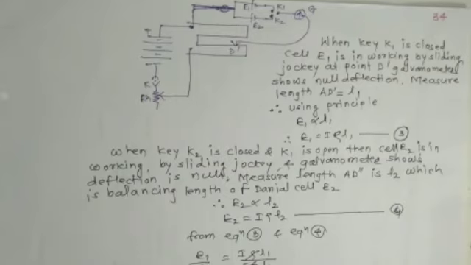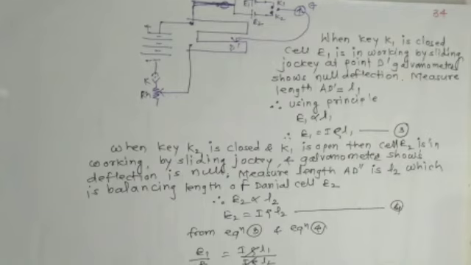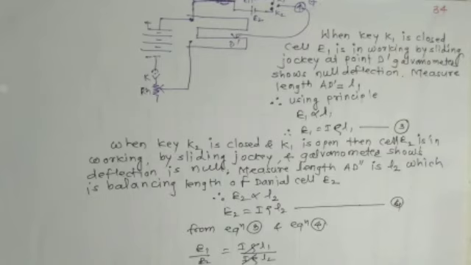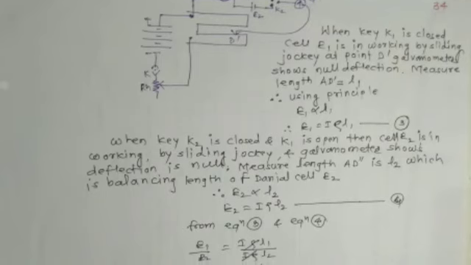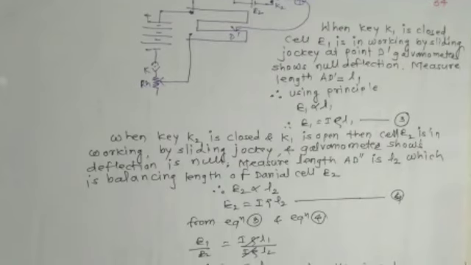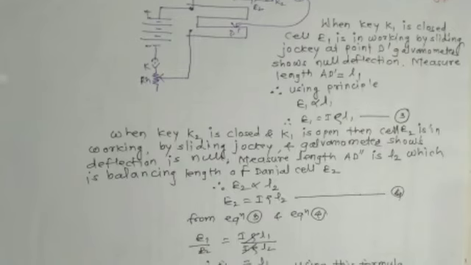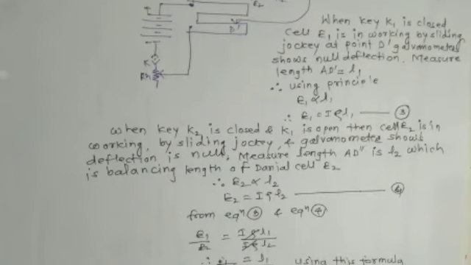When key K1 is closed, cell E1 is in working. By sliding jockey at point D dash, galvanometer shows null deflection. Measure length AD dash. So, using the principle, E1 is directly proportional to L1. So, E1 equals I rho L1.